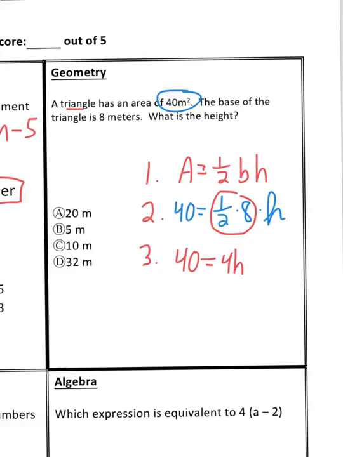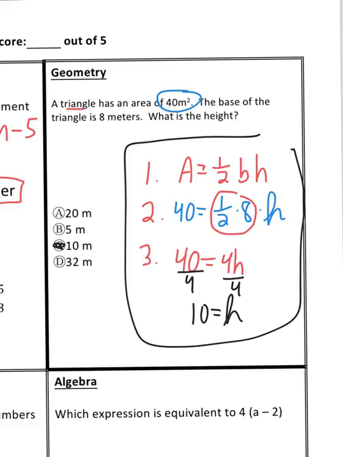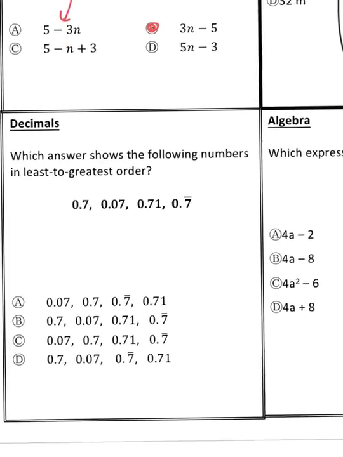And last, solve that equation. Divide each side by 4. I get 10 equals h, so the height is 10 meters. If you had it wrong, you need to fix it, and I want you to copy the work so that you can look back on it when you do the other side that's graded.